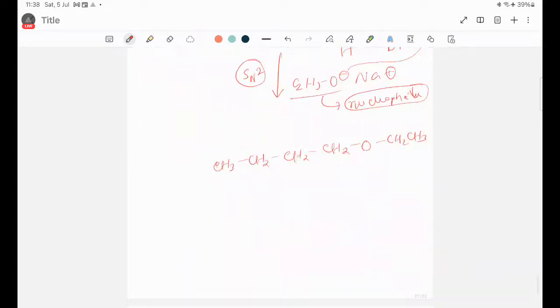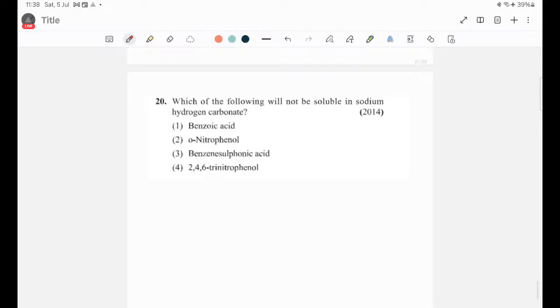So coming to the last question of our session, that is question number 20. This concept I have revealed in the last regular class. Those who have attended or watched the last class may answer this question.